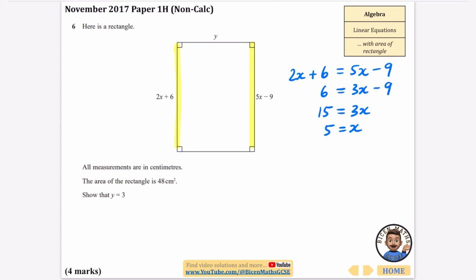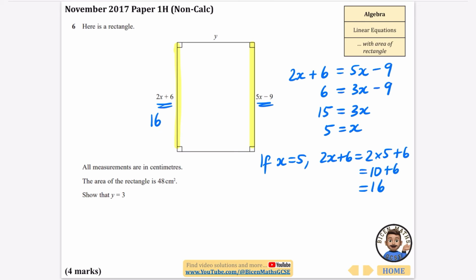Now that I know that x is equal to 5, I'm going to try and find out what either this or this is equal to. So if x equals 5, then 2x plus 6 would be 2 times 5 plus 6, which is 10 plus 6, which is 16. So we now know that this is 16. And we want to find out that y is 3.